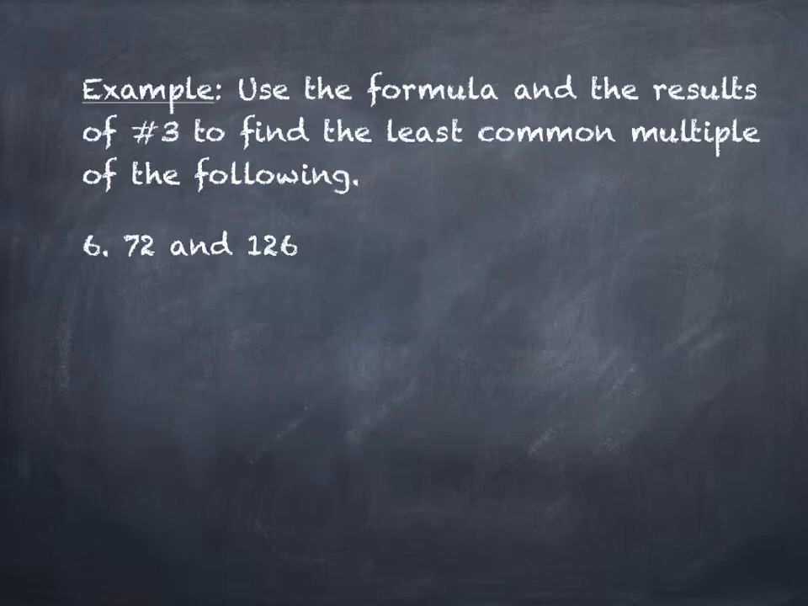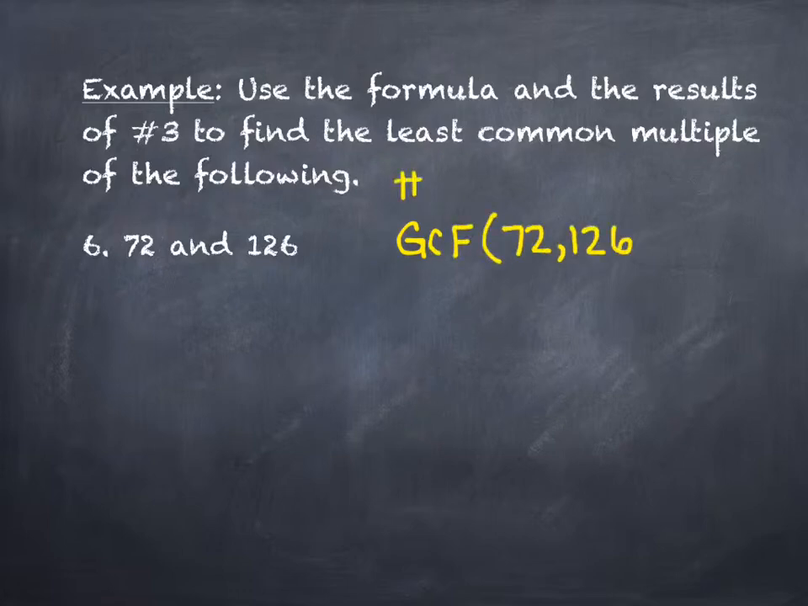Okay, so let's take a look at one. It's one that we've already found the greatest common factor for, back on problem number 3. So we have 72 and 126. And last class, we found the greatest common factor for 72 and 126 from problem number 3. And what did we find that greatest common factor was? 18. Okay, so we're using information we found from last time. Are we all good with that?